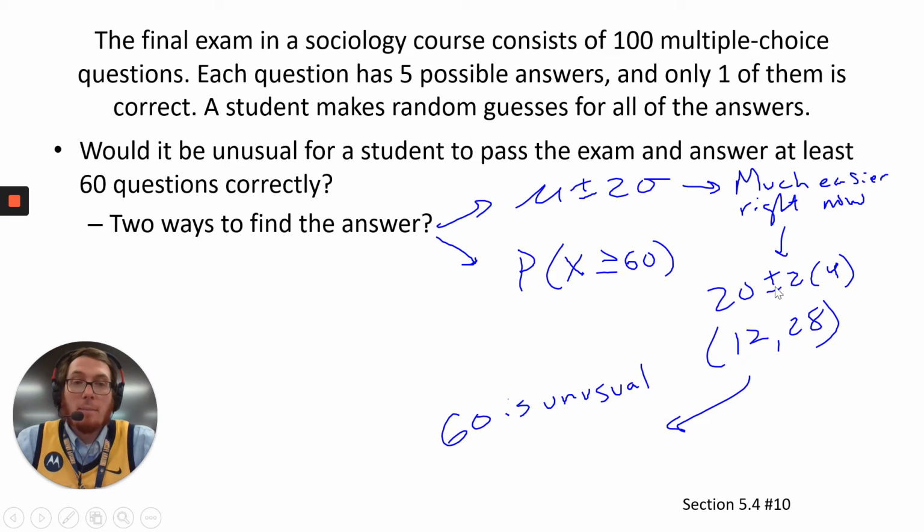So that would be 20 minus 8, which is 12. 20 plus 8, which is 28. And so is 60 in that range? No, and anything from 60 on above is not in that range.